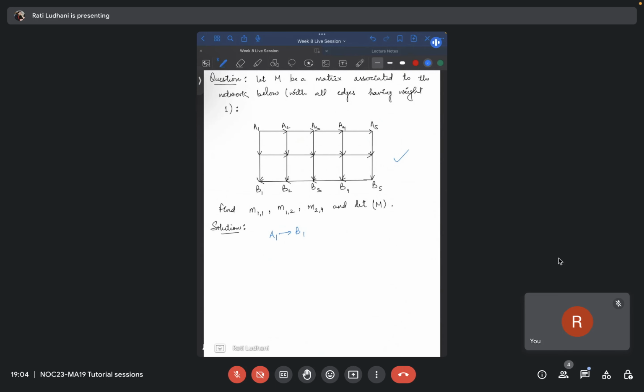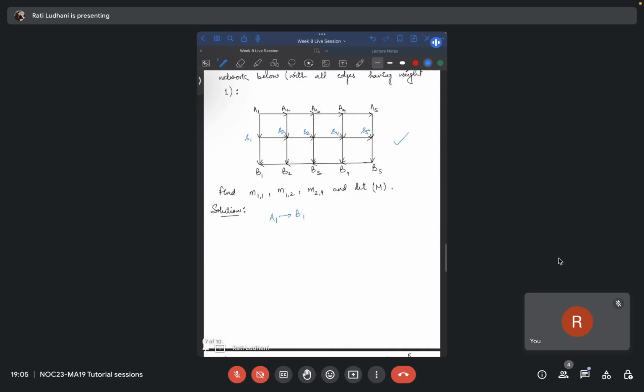Okay, let's see. I'll again number it so that you can tell me. S1, S2, S3, S4, S5. Okay, now let's see how many paths do we have from A1 to B1. So can you tell me some paths at least?